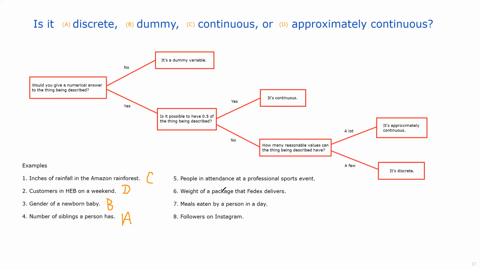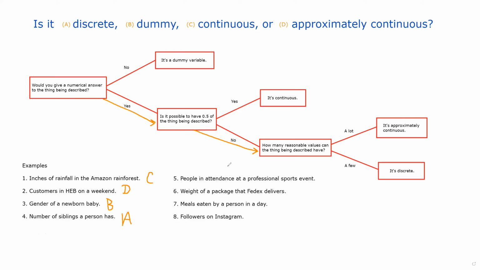All right, let's try these 4 more examples. People in attendance at a professional sports event. Would you give a numerical value to that? Yes, of course. Could you have half of that thing being described? Could you have half a person in attendance? Yeah, we had 1,000.5 people in attendance. No, that's not possible.